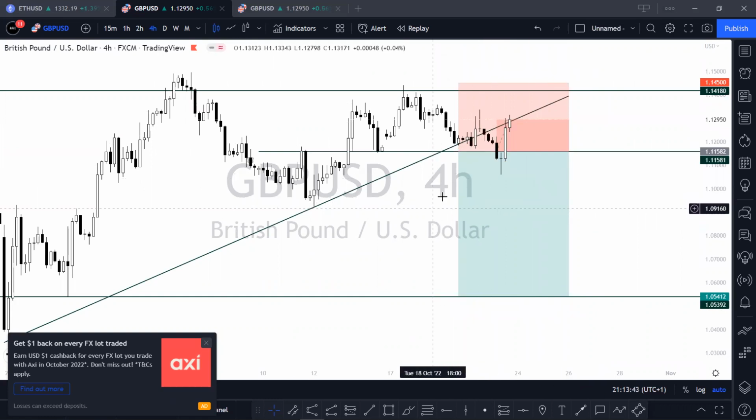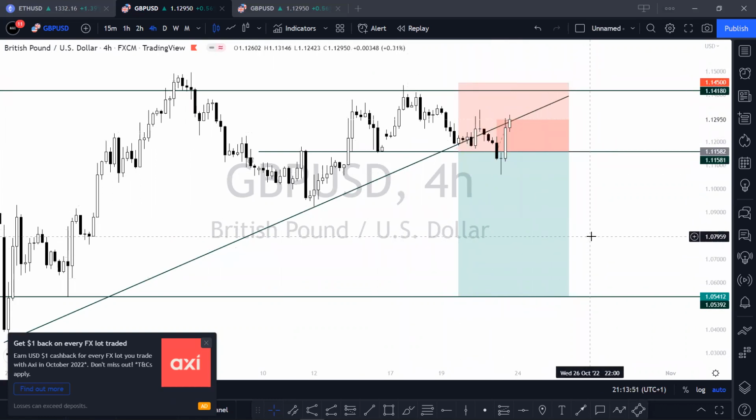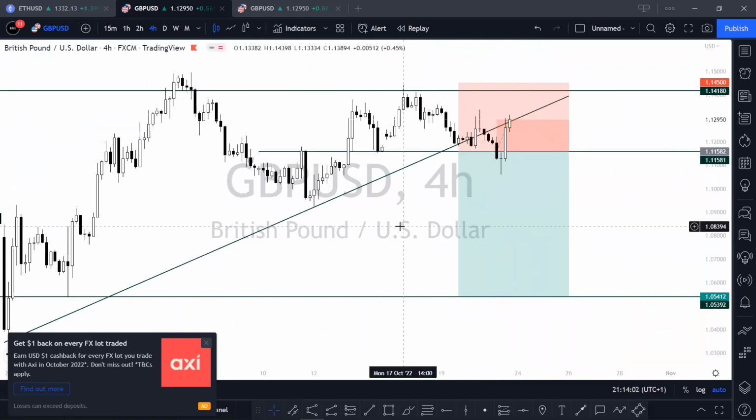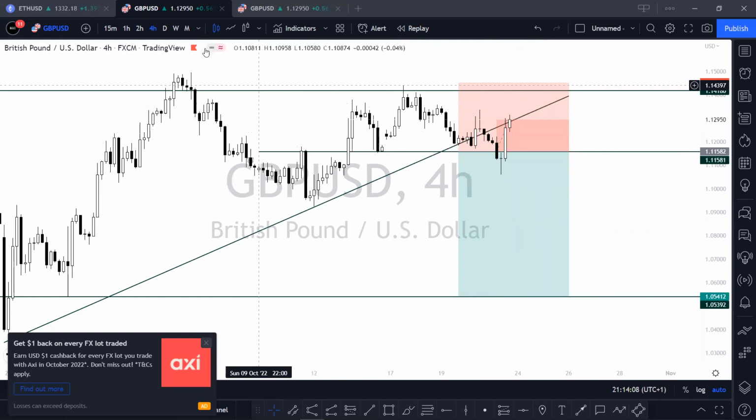So let's see what comes into play for this entry. Either stop loss is hit or we'll continue going to the downside. Although my bias for the dollar appears like the dollar itself is still bullish, so I'm expecting more push to the downside. So we'll just be waiting and watching what happens here.